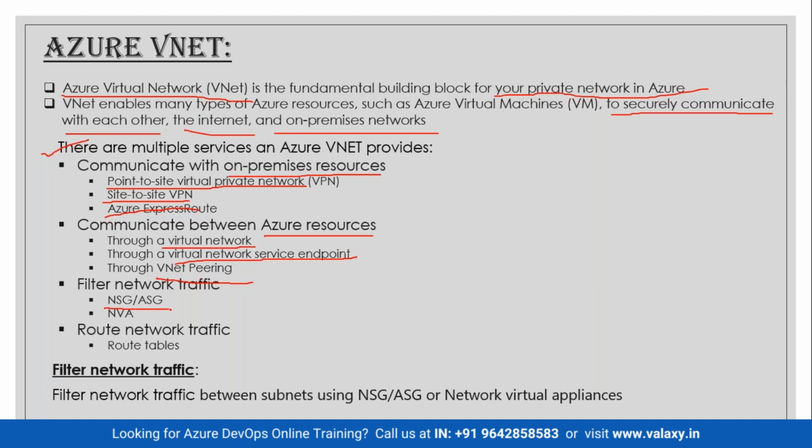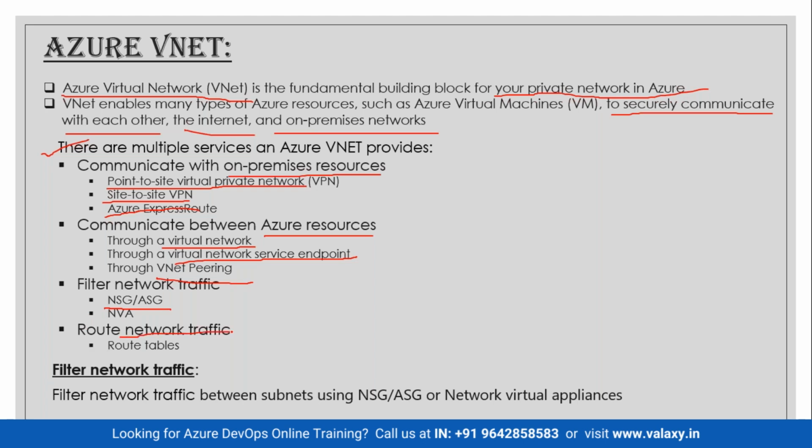How do we filter traffic? NSG, ASG. So what do I mean by filtering traffic? Suppose you just want to allow port 80 to your VMs. You don't want to allow any other port. We have seen this when we were creating VMs. NSG is all about network security group. ASG is application security group. We'll understand in detail what exactly it is.